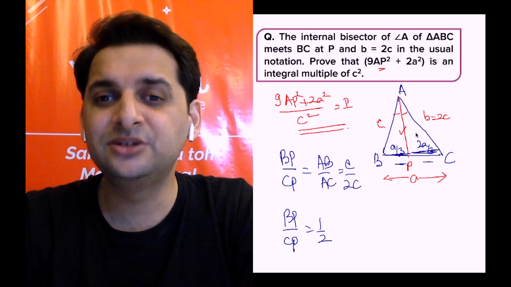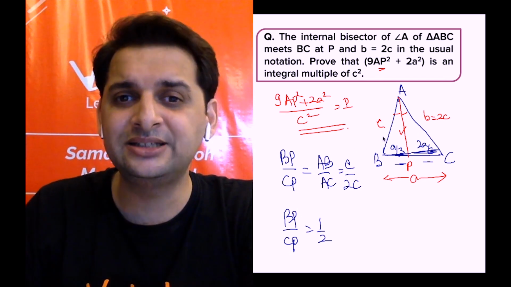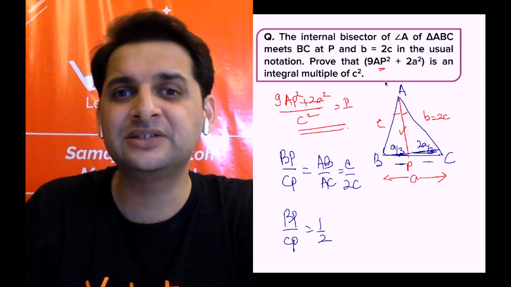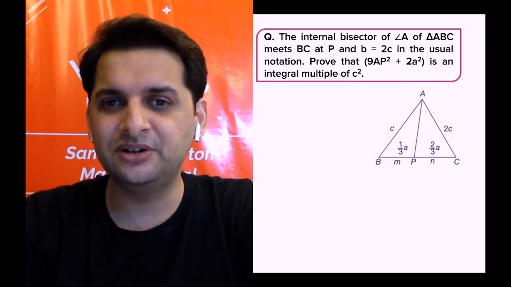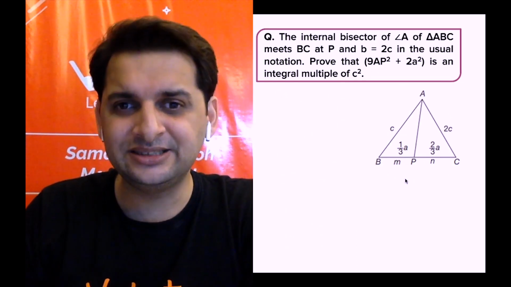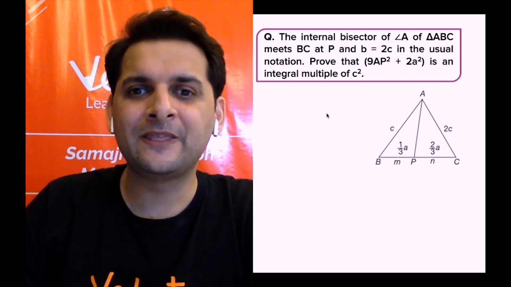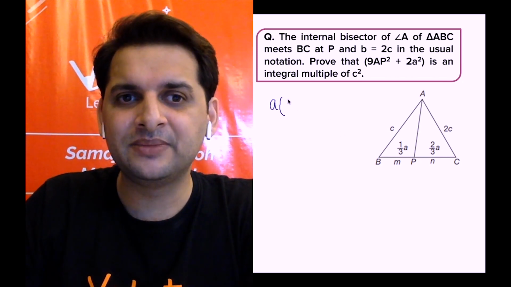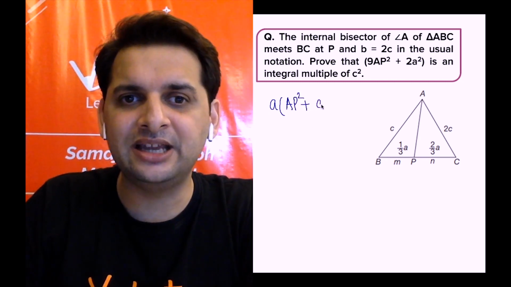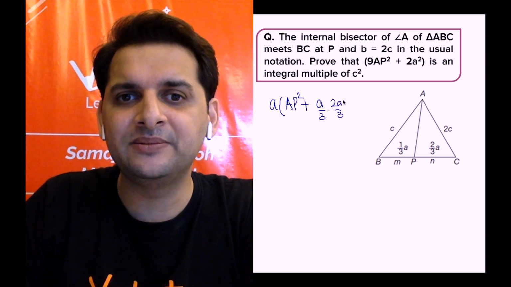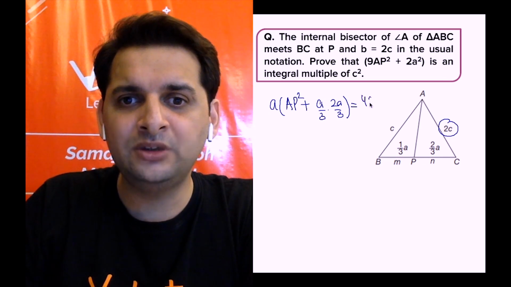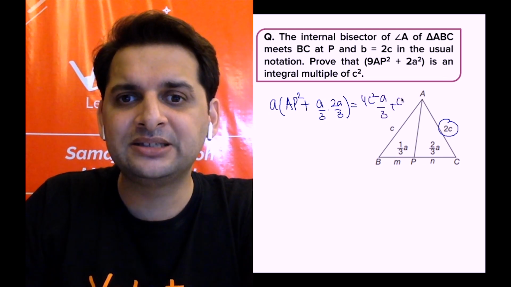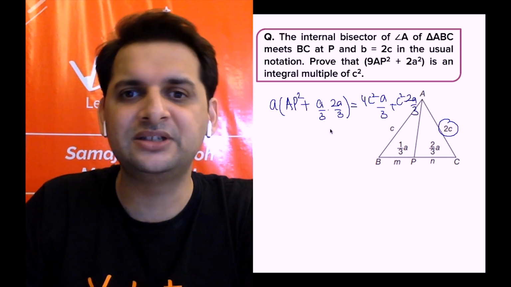I have everything I need to apply Stewart's theorem. I know the sides of the triangle, I know these two sides, and AP square is there in the question. So let us just apply Stewart's theorem. So what does Stewart's theorem say? If this is AP, then A times AP square plus M into N, that is A by 3 into 2A by 3, is equal to this square: 4C square into A by 3 plus C square into 2A by 3. So this is what Stewart's says.